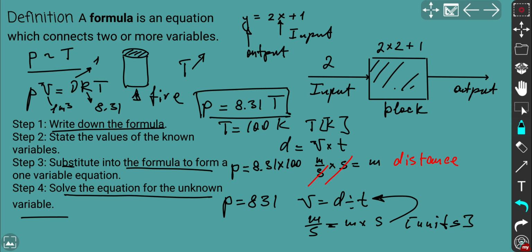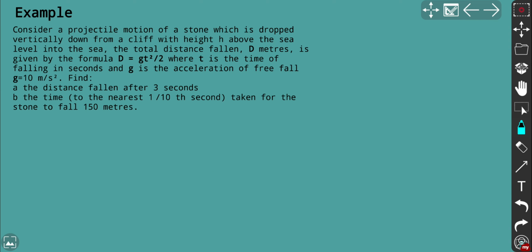However, if you have a more complicated case, say the height in projectile motion connected with time, you know it's a quadratic dependency from physics. So let's have a look. Consider a stone which is dropped vertically down from a cliff with a height h above the sea level, into the sea. So here is the cliff. It's vertical, and that's the point where your stone is going to be dropped off. Okay, that's the stone.